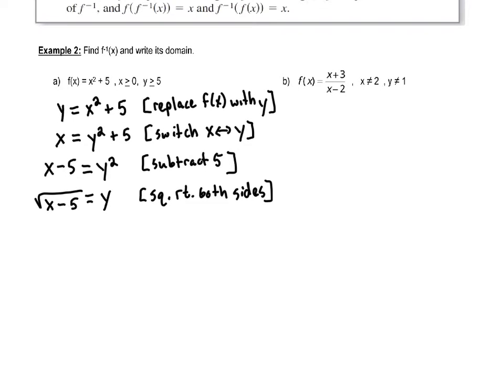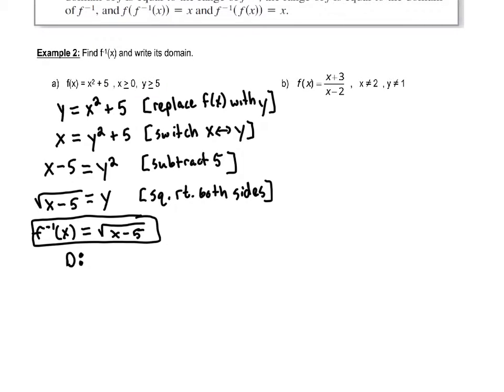The final step in isolating y would be to get rid of the exponent of 2, and we do that by square rooting both sides of the equation. So the last step we will need to take is simply to replace y with f of -1, the symbol for the inverse, just to remind ourselves that what we have just found is the inverse function.